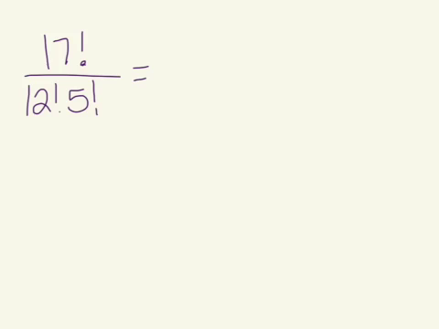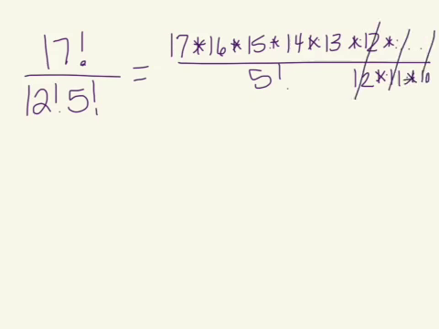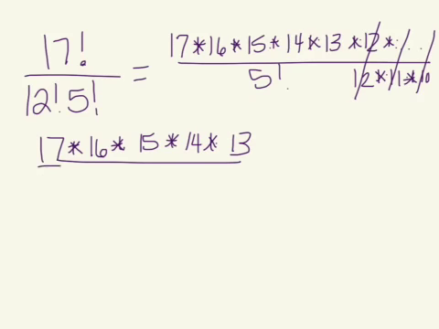So the factorial means you take that number and you multiply it by every number that is below it. And then this continues to go down. But what I'm noticing here is that you have a 12 factorial denominator, so that's 12 times 11 times 10. So each one of those is going to cancel out in the numerator. So you have 17 times 16 times 15 times 14 times 13. And then you have 5 factorial, which is 5 times 4 times 3 times 2 times 1.